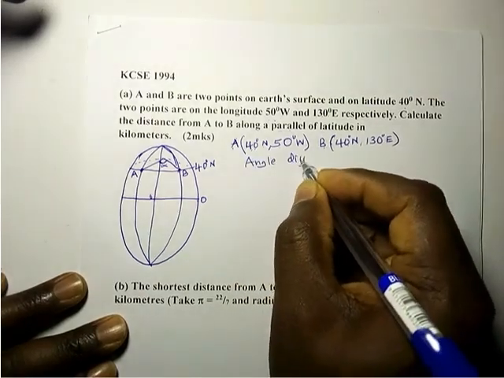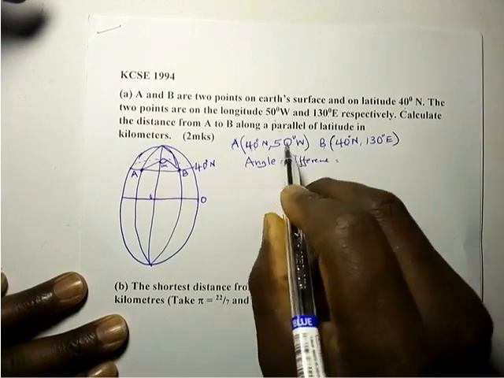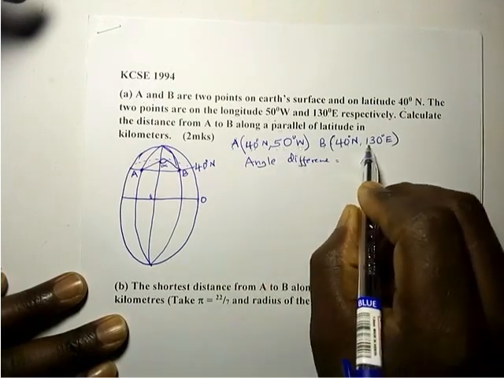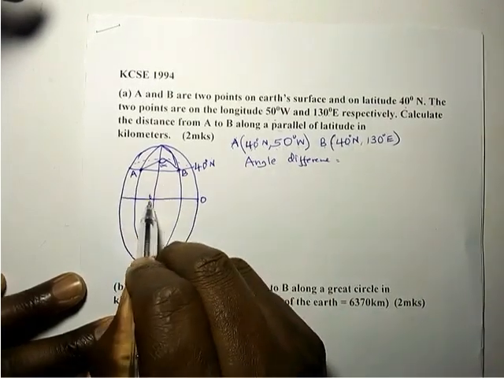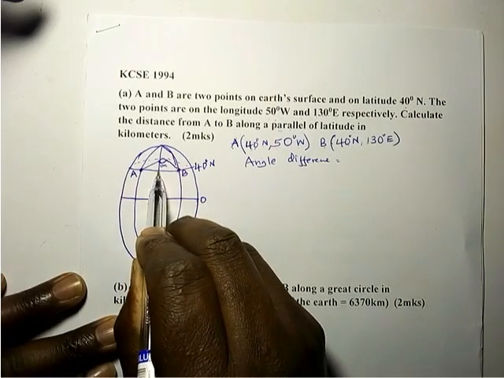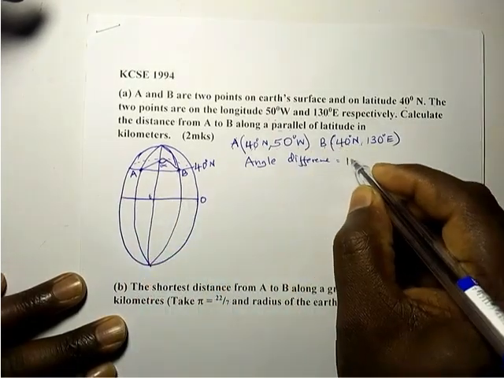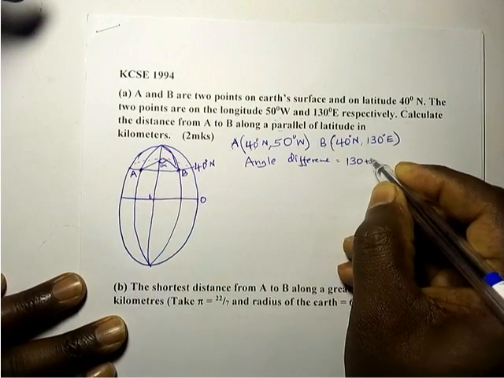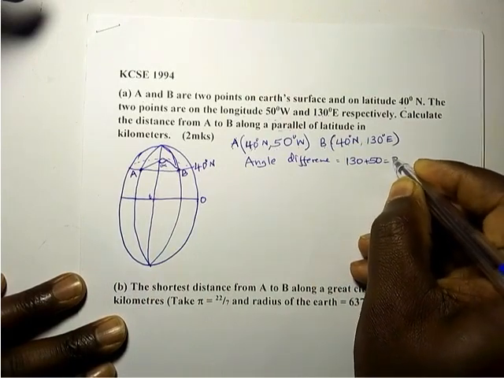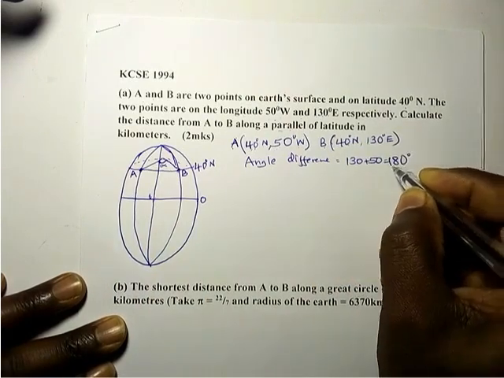Angle difference is 50 west and 130. So kutoka hapa mpaka ufike 0 is 50. From 0 to 130, so we add, that is 130 plus 50. So our angle is 180 degrees. That is angle difference.